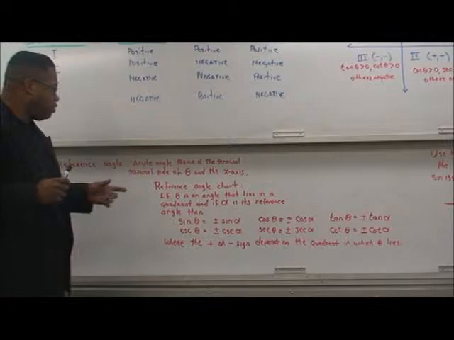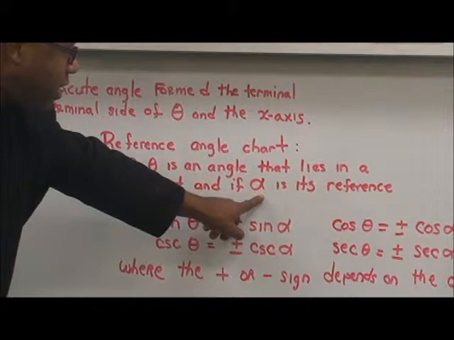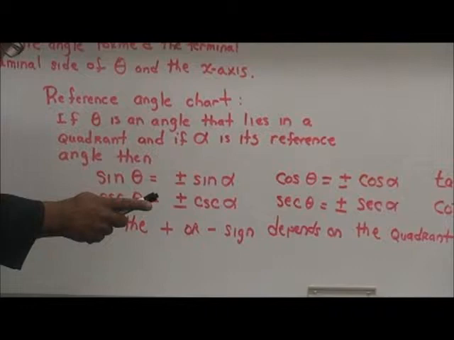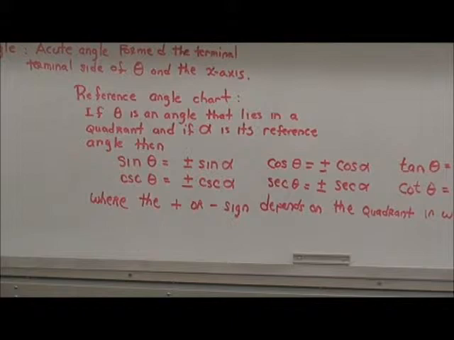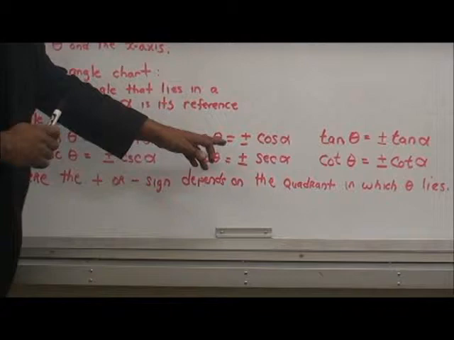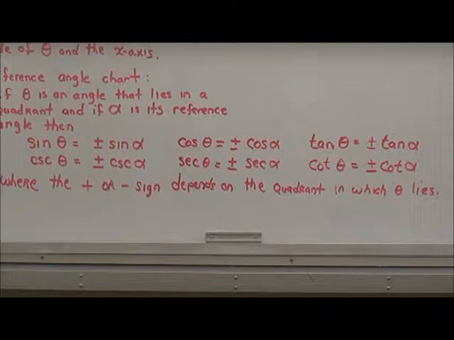Now, the reference angle chart. Let's see, if theta is an angle that lies in the quadrant, and if alpha is the reference angle, then this is what we have here representing that. Sine theta, its reference angle value will be what? Plus or minus sine alpha. And same with cosine theta, its reference value being plus or minus cosine alpha, and tangent, cosecant, secant, cotangent, the same.